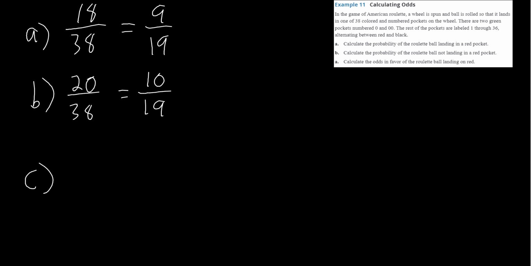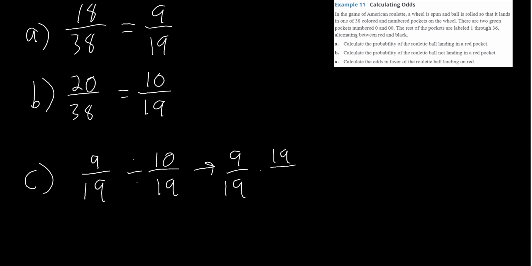Let's move this down just a tad so we can work with our fractions. So the probability of it landing on red divided by the probability of it not landing on red. We know that that's the same thing as multiplying by the reciprocal, so times 19 over 10. Doing the arithmetic here, the 19 cancels out, so we're going to end up with 9/10.